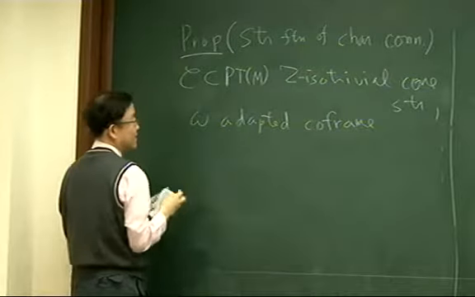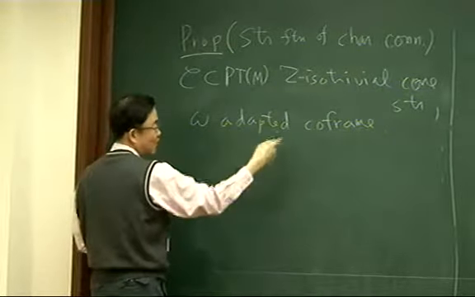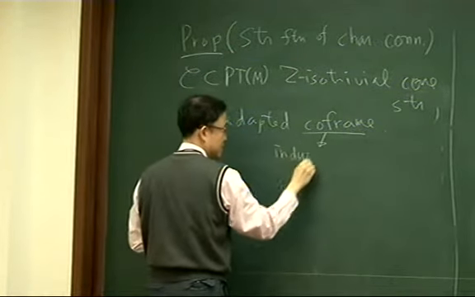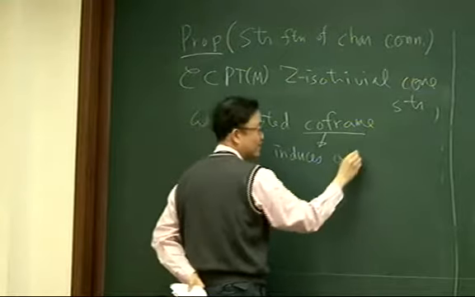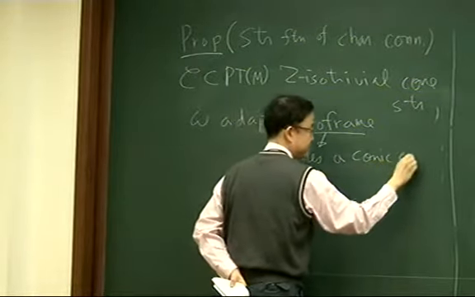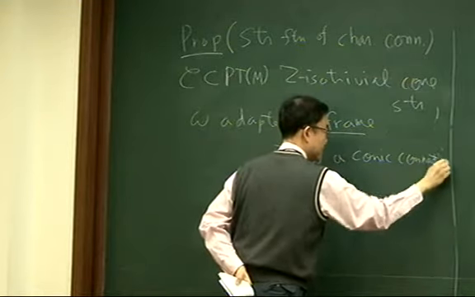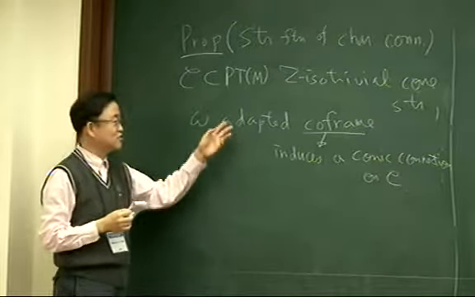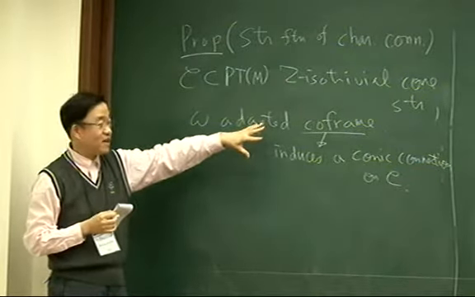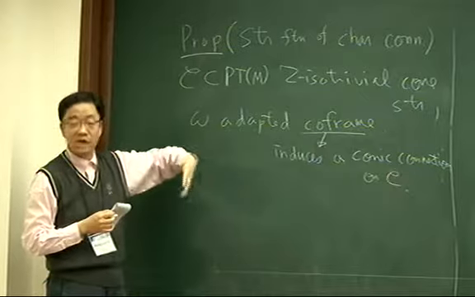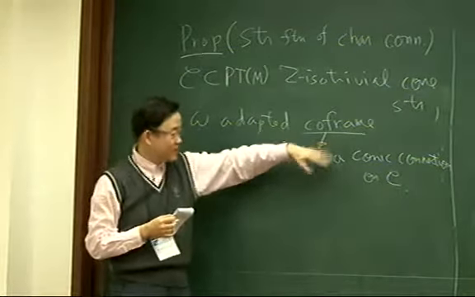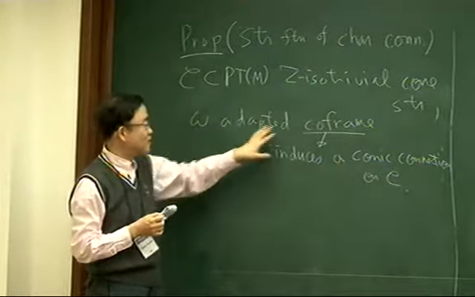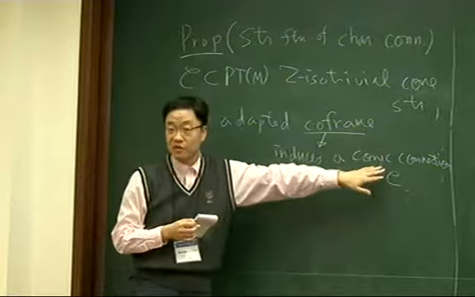Now here's the condition. The adapted coframe induces a conic connection on C. This is by geodesic flow. When you are given an absolute parallelism, you have the notion of geodesic induced by this. And this geodesic flow preserves this C because it's adapted. So whenever you have an adapted coframe, you have an induced conic connection.